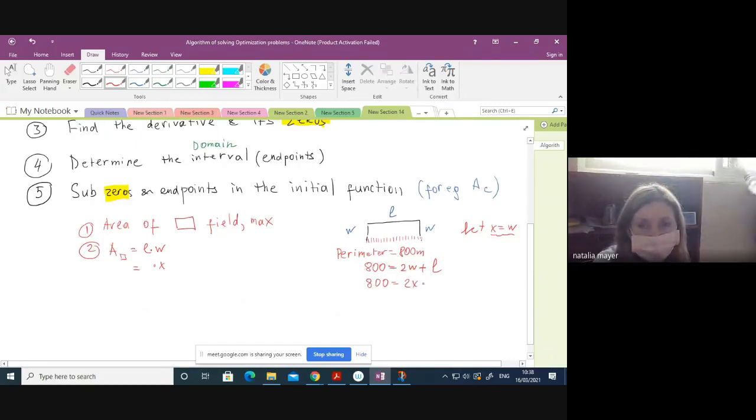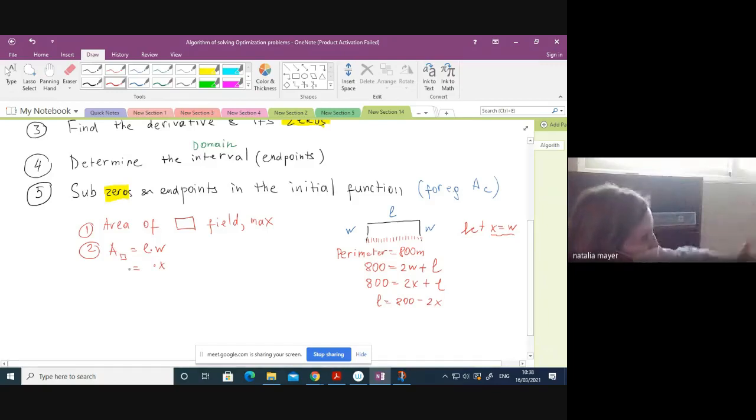Right? And finally, guys, why am I doing all of this? You lost the track, right? To express which dimension? Length. So isolate length. So it's going to be length equals 800 minus 2X. Absolutely. And now, finally, I reached what I wanted. I got the expression for the other dimension in terms of X.